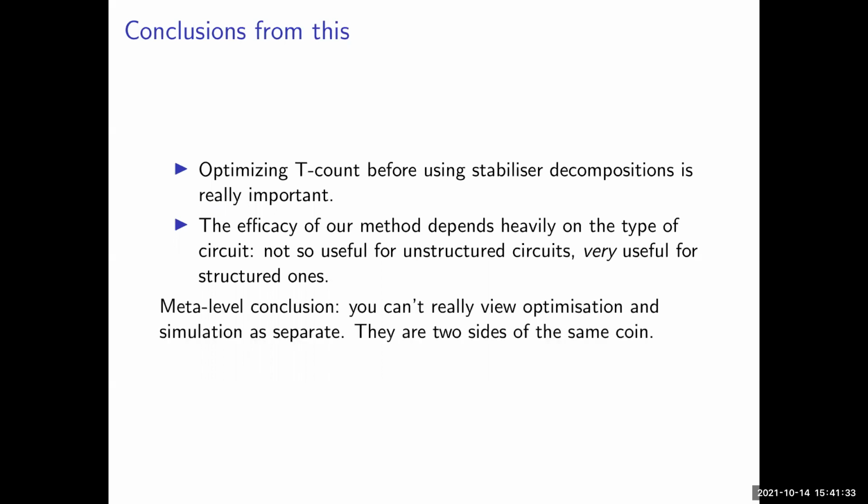There's also a meta-level conclusion to this, which is that we can't really view optimization and simulation as separate things. They're two sides of the same coin. Because as you saw in our method, we were doing this decomposition and optimization iteratively, right? So the simulation step, which is the decomposition, and the optimization step are just two parts of the same thing. We can view a simulation as just a very thorough optimization, right? We're optimizing the thing all the way down to a number, essentially.